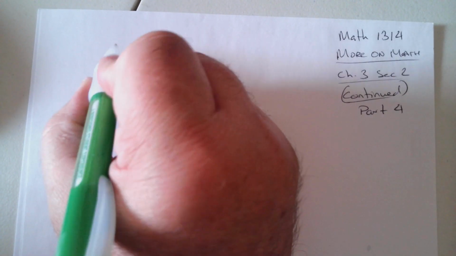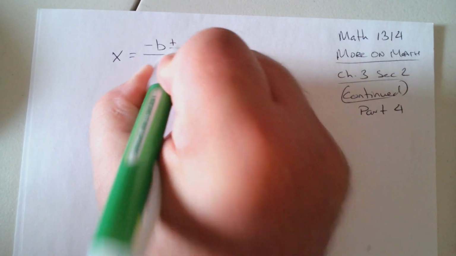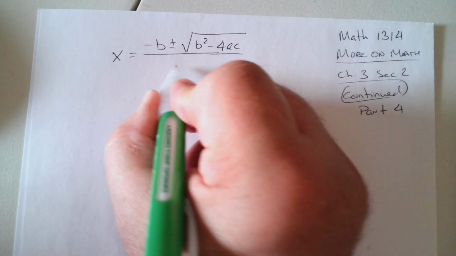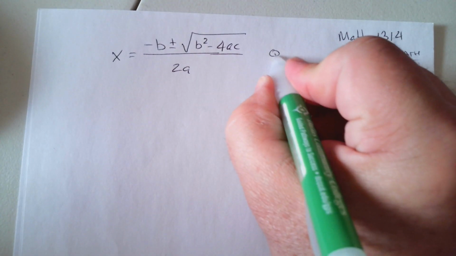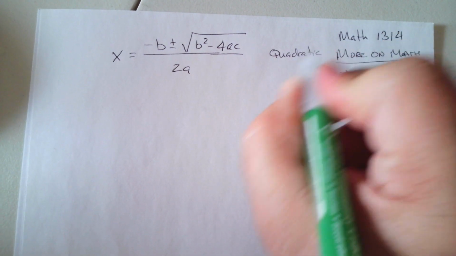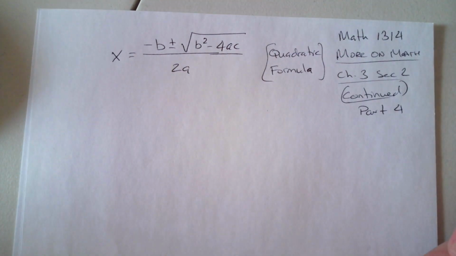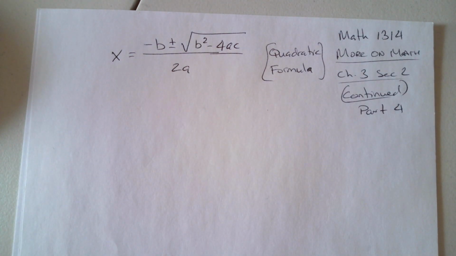Alright, so from the last video, we went from completing the square to this formula: negative b plus or minus the square root of b squared minus 4ac, all over 2a. This formula is called the quadratic formula. This method always works, and it takes zero thinking to do it, because all it is is plug and play.